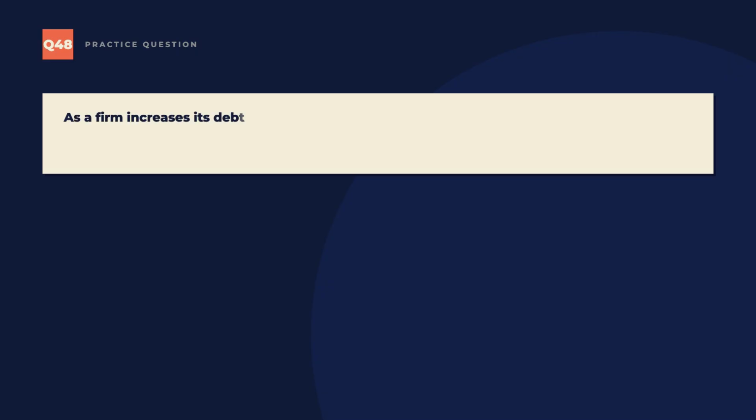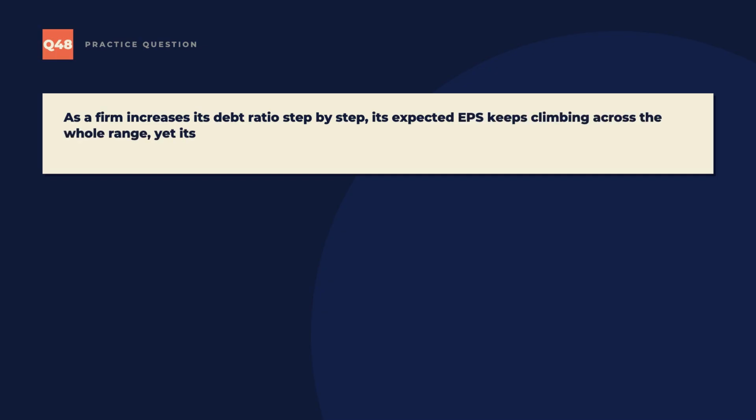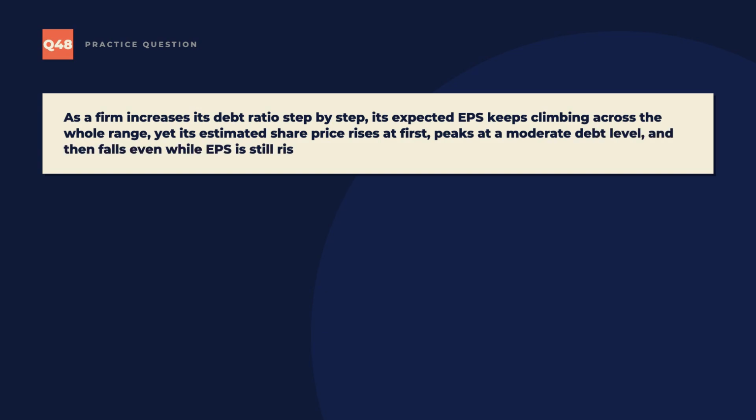Question 48. As a firm increases its debt ratio step by step, its expected EPS keeps climbing across the whole range, yet its estimated share price rises at first, peaks at a moderate debt level, and then falls even while EPS is still rising. Why does share price peak before EPS does?